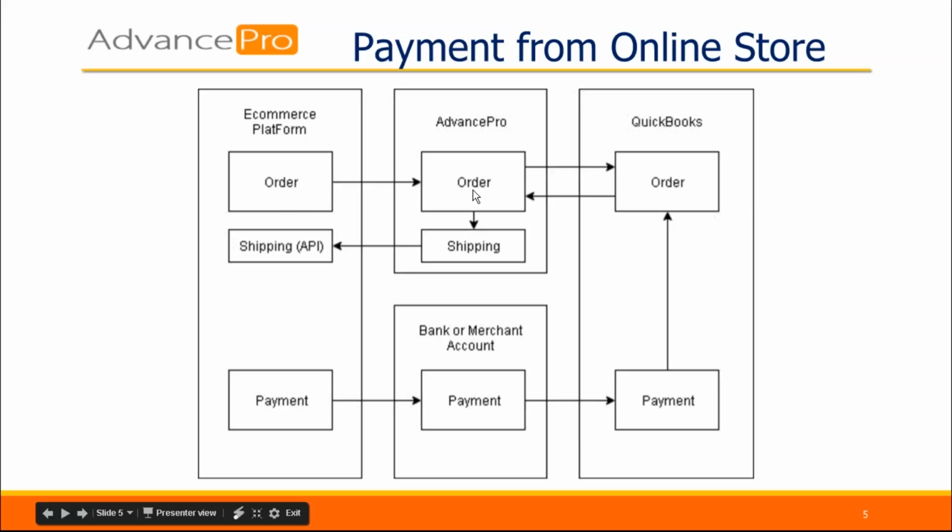Now your order is going to come into AdvancePro. You can fulfill it in AdvancePro, and if you're using our API sync, you'll be able to sync your shipping information back up to your e-commerce platform to mark that order as shipped. Now the payment often goes through your merchant account or your bank and goes directly to QuickBooks through your QuickBooks link with your bank account or merchant account. The order will get passed into QuickBooks from AdvancePro once you've shipped, and again that payment can be linked up with that sales order or invoice so that you now have that paid in QuickBooks.